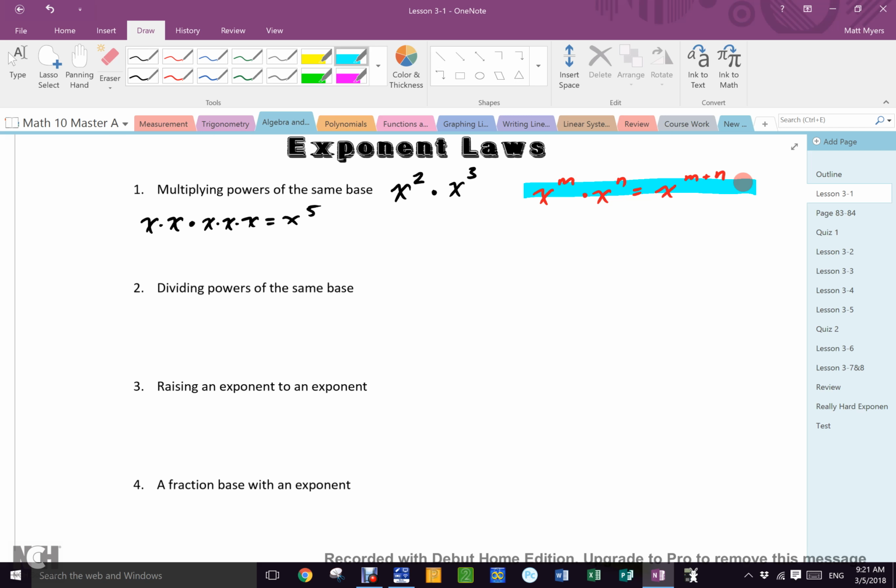What if they were other letters? What if it was x to the 2 times x to the x? What would the answer be? X to the 2x? What do I do with the exponents? Add them. So it is x to the x plus 2. Not multiplied, which would be 2x. Everybody cool? You always add. What do you notice? They have to have the same base. So can I do this? Is that okay? Why? Different bases. That is not okay. Everybody cool?